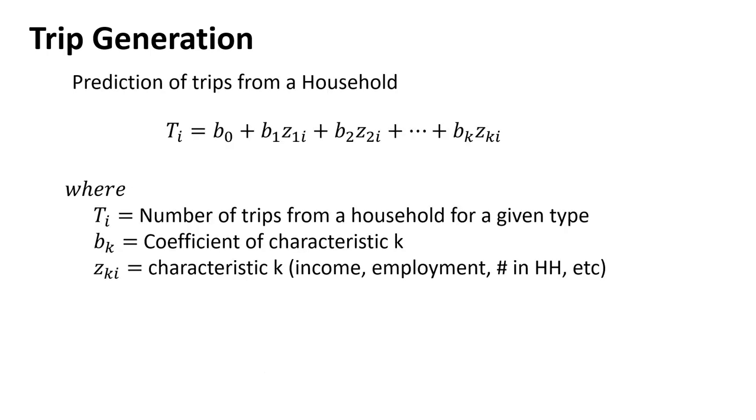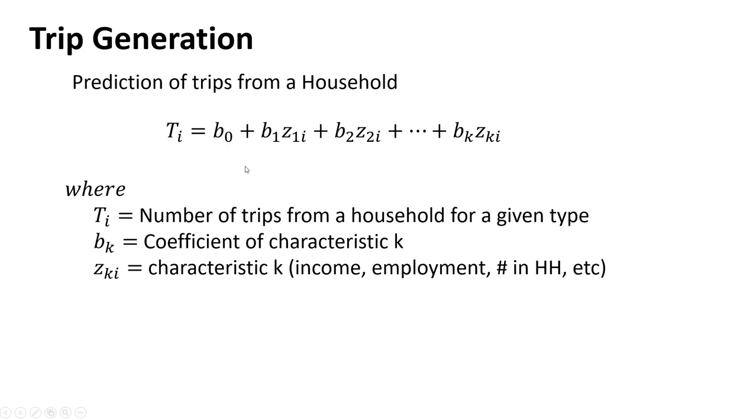And if we have these studies and we do some linear regression on it or some other data analysis, we can classically come up with an equation like this: the number of trips coming out of a household is some constant. Let's say we're doing shopping trips. I think that's the first example in the book.